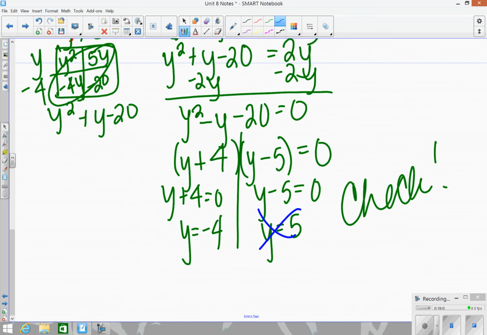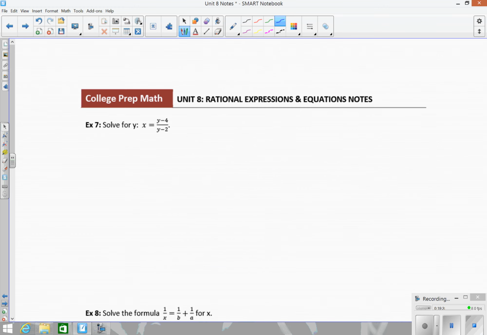This one does not check, but negative 4 does. So negative 4 would be your solution here. So let's just look at one last set of examples that we're going to be solving, treating kind of like a literal equation, meaning instead of solving and getting a number value, we're going to be solving for a variable but getting an algebraic expression left. So there's 2 examples like that.